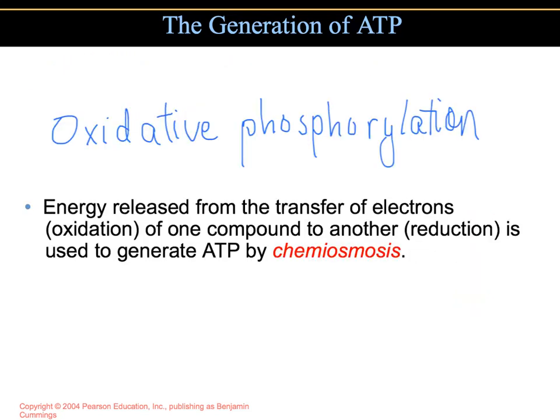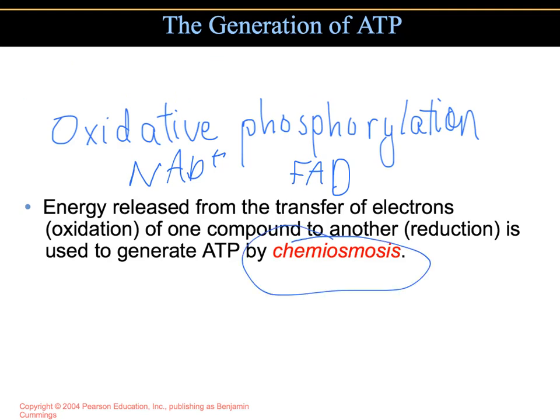Another way that ATP is generated is through oxidative phosphorylation. In oxidative phosphorylation, electrons are transferred from organic compounds to a group of electron carriers. These electron carriers are NAD+, and we also have FAD. The transfer of electrons from one electron carrier to the next releases energy, some of which is used to make ATP through a process called chemiosmosis. This will be described later.